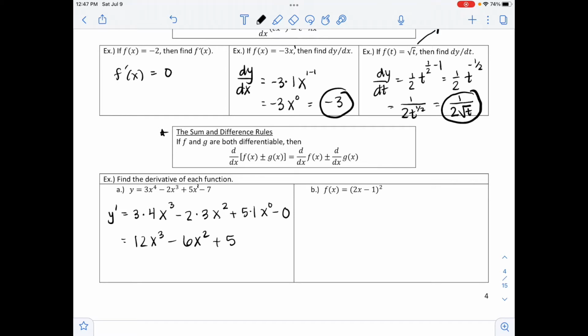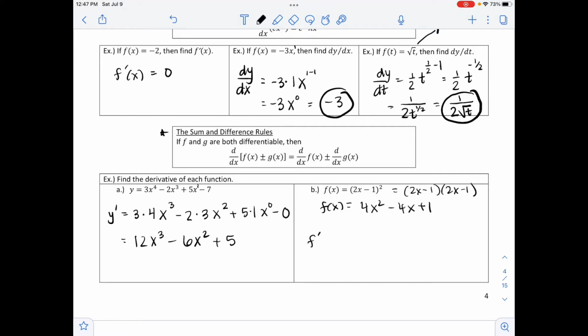Part B, I cannot take the derivative of it like this. I can only take the derivative of the power rule, which says a variable raised to a power, not a quantity. This is 2x minus 1 raised to a power. So I'm going to multiply this out. So I have 2x minus 1 times 2x minus 1. And so this function is the same thing as having 4x squared minus 4x plus 1.